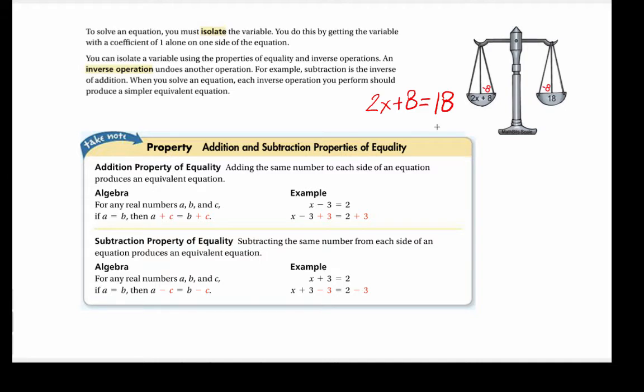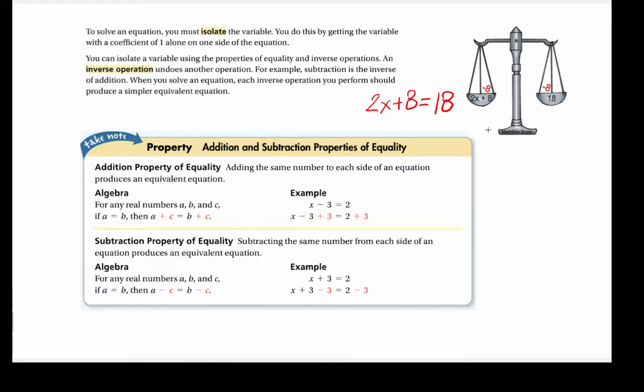And as we start doing things to this equation to solve it, to isolate the variable, we have to keep the scale in balance. So you can see here in red these little minus 8s. They're implying that we need to subtract 8 from both sides. And we keep the balance in the equation, or the scale, as long as we do the same thing on one side as we do on the other side. Okay, so just keep that in mind. Whatever we do to one side, we have to do to the other side to keep the balance.